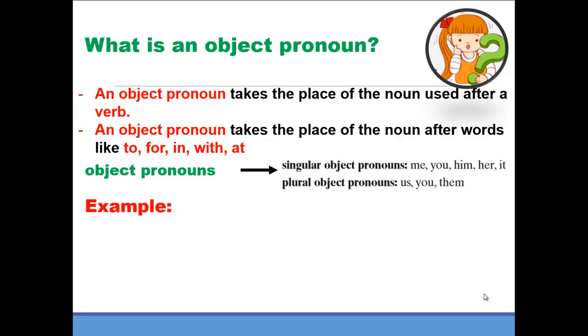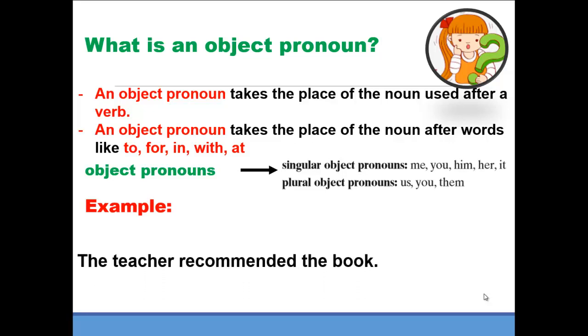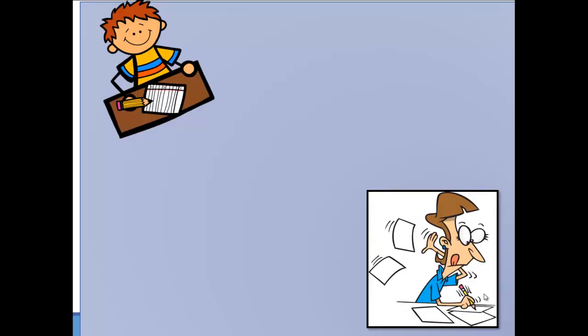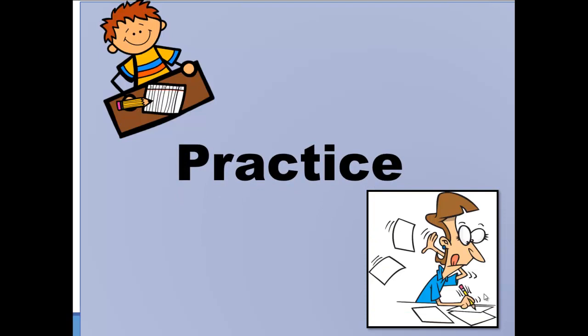For example, the teacher recommended the book. What did the teacher recommend? The book. So what noun receives the action of the verb? It is the book, and it is the noun that comes directly after the verb, so it is the object. Great. So what word can we replace this object with? We can replace it with the pronoun it, so it is an object pronoun. And now let's move to the practice.